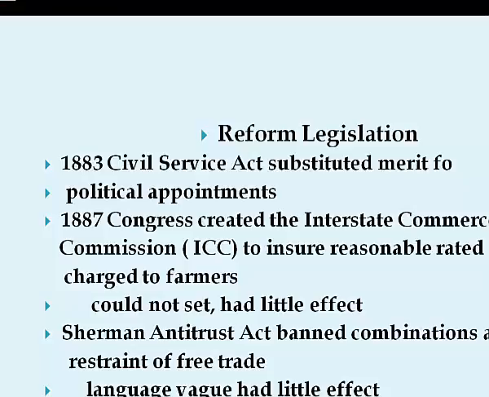And in 1887, responding to protests against unfair railroad practices, Congress created the Interstate Commerce Commission to ensure that rates charged to farmers and merchants were reasonable. The ICC was the first federal agency to regulate the economy, but it could not itself set rates. And since it couldn't set rates, it really had little effect.